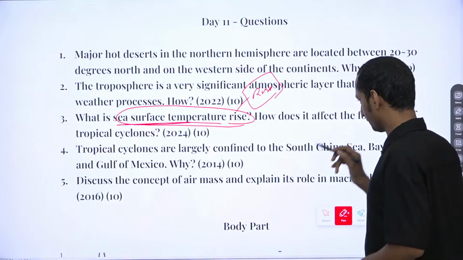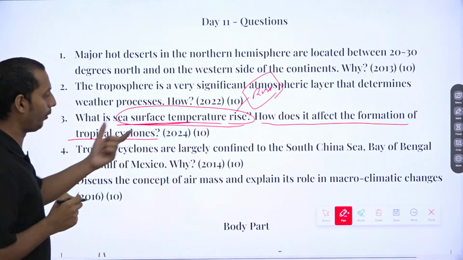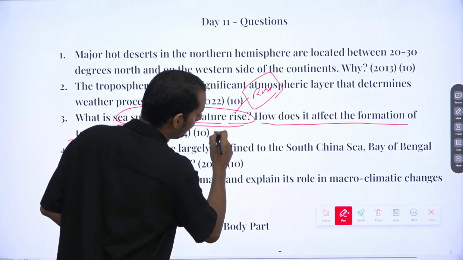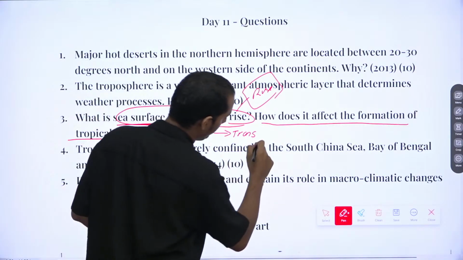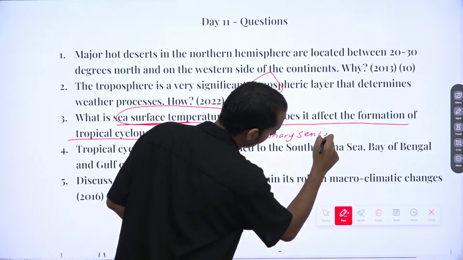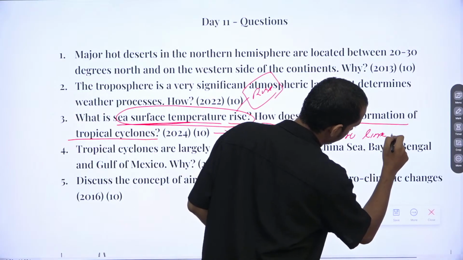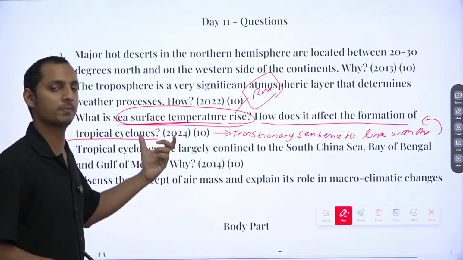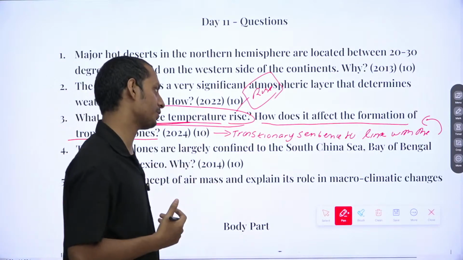Now, how does it affect the formation of tropical cyclones? After providing what sea surface temperature is, or after providing data regarding the same, you need to provide a transition. You can't just directly go to how it affects the formation of cyclones. Rather, you need to provide a transitionary sentence in the introduction to link it with the formation of tropical cyclones. Try to provide a transition regarding the same.